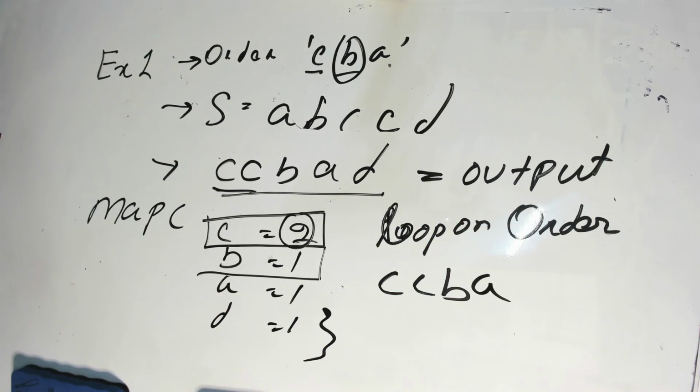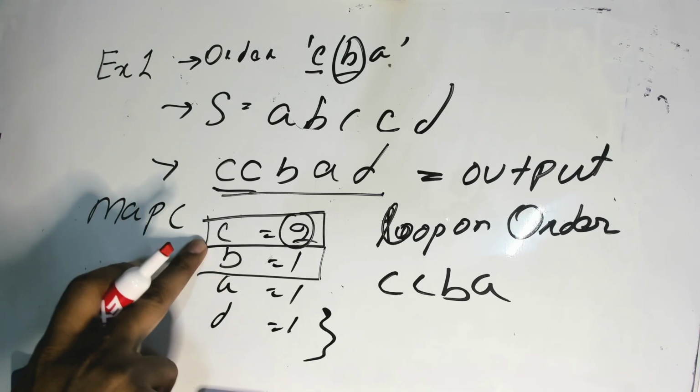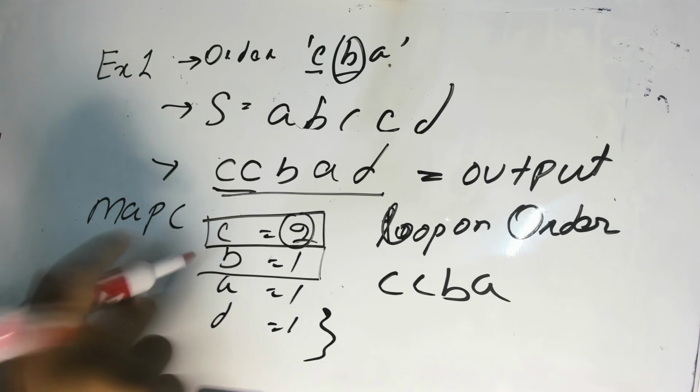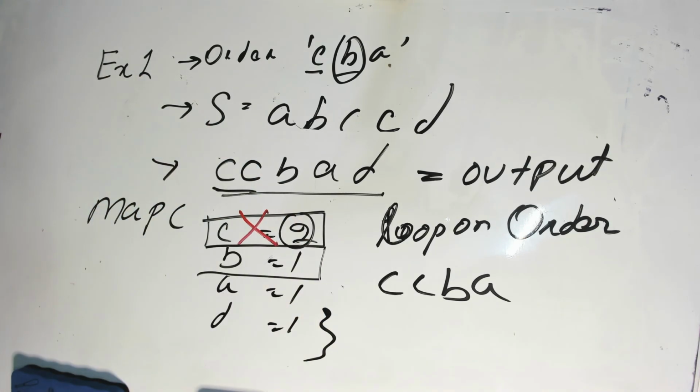Now what are you going to do about the D? How are you going to get D? To do that, once we have completed C, we're going to delete it from the map.